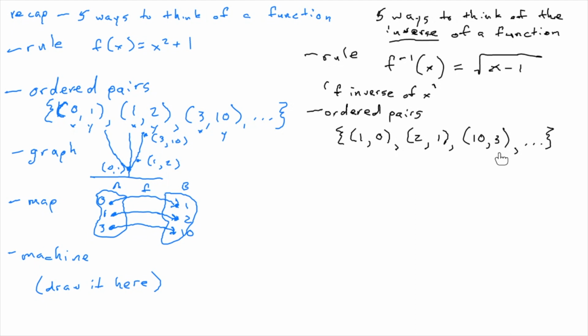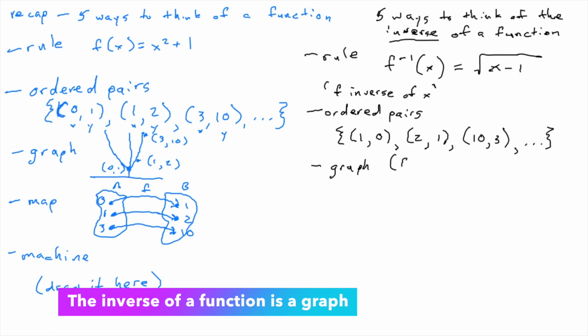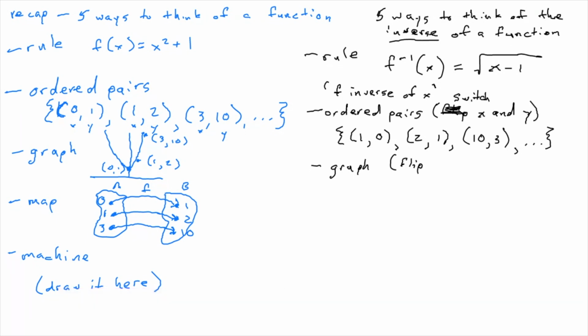Huh. Okay, so you can express an inverse as a rule. You can express it as a list of ordered pairs. Of course, you could express it as a graph. And all you have to do is flip x and y. Should I say flip? Maybe I should say switch. That's a little more English. Switch x and y. Here I am going to say flip x and y.